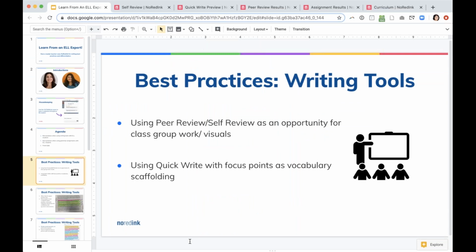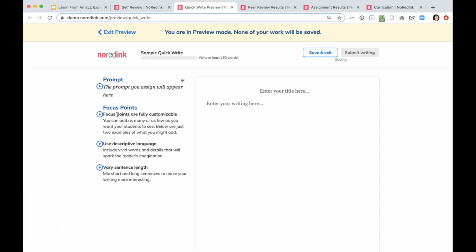The next thing in terms of writing tools would be the quick write. A lot of our ELL students, they're lacking in vocabulary. So using the quick write, you're able to set focus points, and you can kind of scaffold that throughout the year. So you might start with something very basic for your ELL students so that they comprehend what to do, and then you kind of tailor your focus points as the year progresses. So for example, you might say main idea, and then later you change that focus point to thesis statement so that they're used to the terminology.